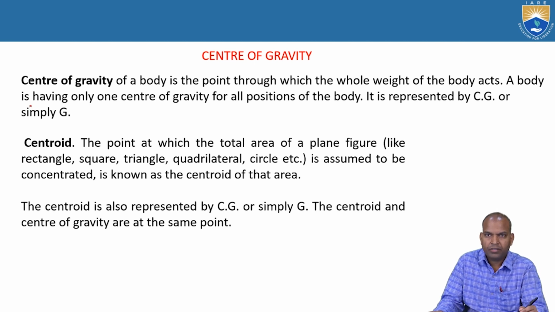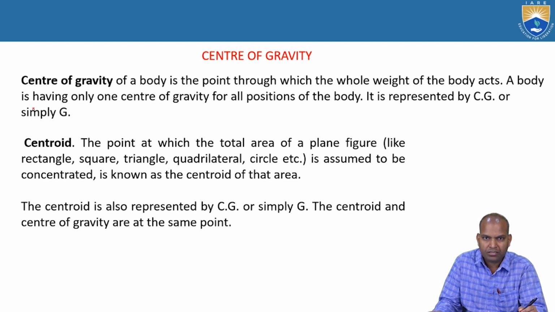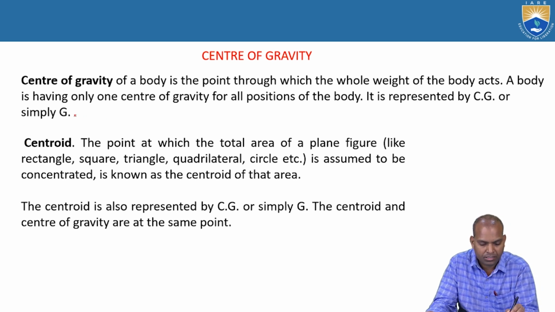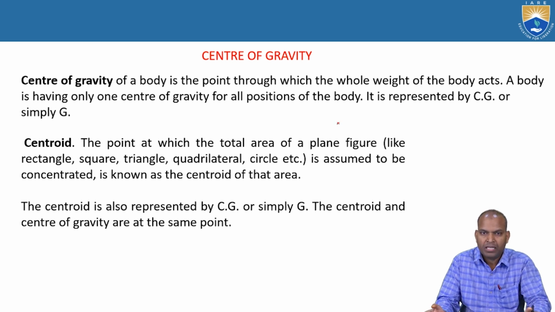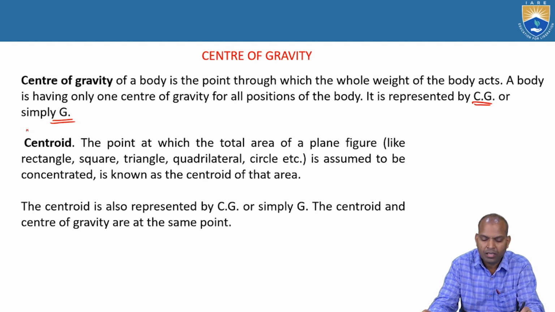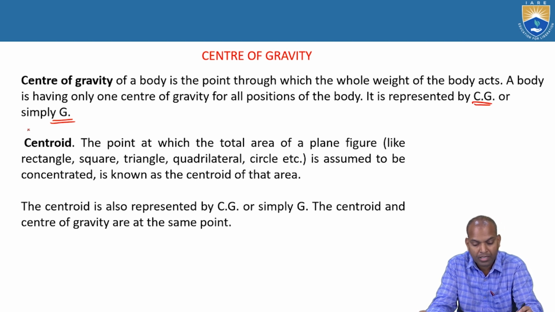The center of gravity of a body is the point through which the whole weight of the body acts. Your body has only one center of gravity for all positions of the body. It is represented by CG, or simply G. Experimentally or theoretically, it is the point through which the whole weight of the body passes.